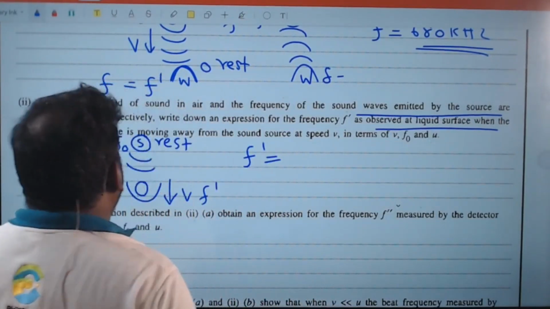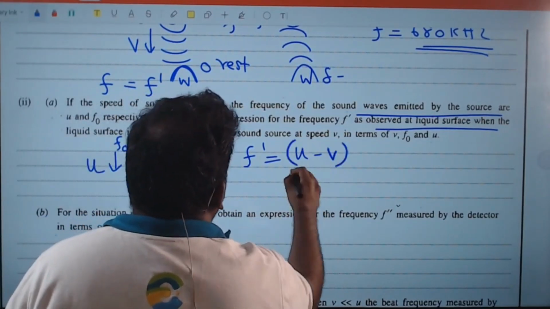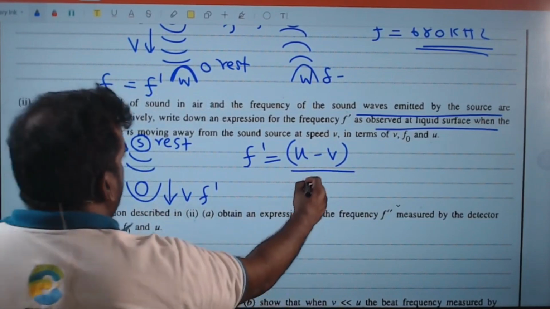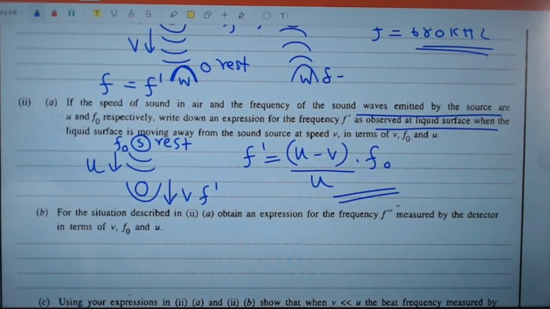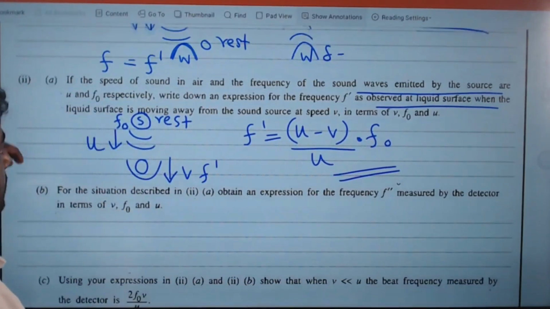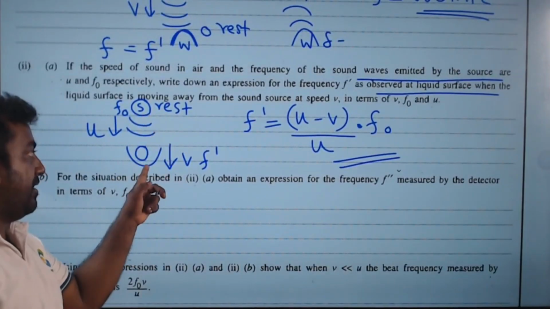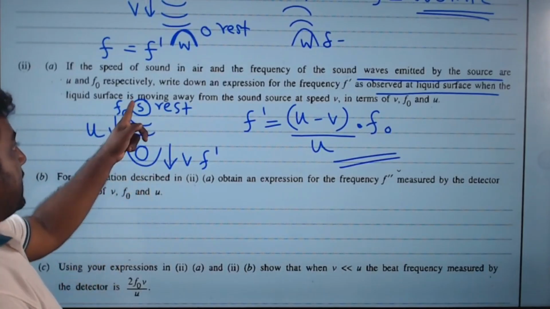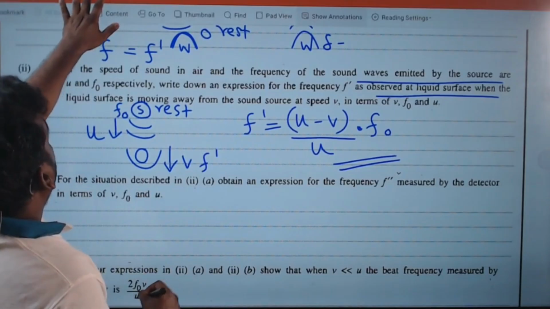Velocity of sound with respect to observer, divided by velocity of sound with respect to source, into actual frequency. So f dash is u minus v divided by u into f naught. Right. So this is the Doppler effect: stationary source, observer moving away.